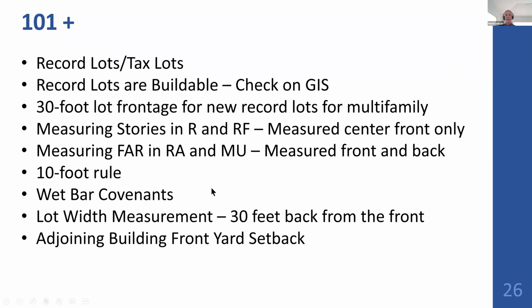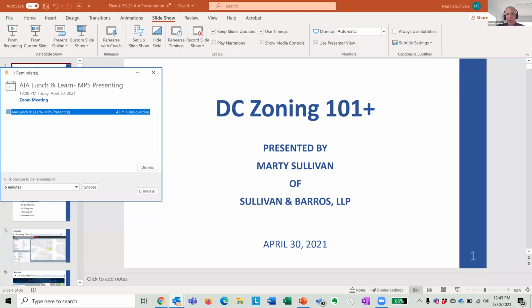Measuring stories in the R and RF zone. This is really critical because a couple years ago, you could manipulate the grade or you could manipulate the floors in your building. There's a 3-story limit. Where this comes up most often, of course, is in the RF zone. And a developer looks at a property, wants to add a 3rd story. And you could look at a property, and I think I might have one here.